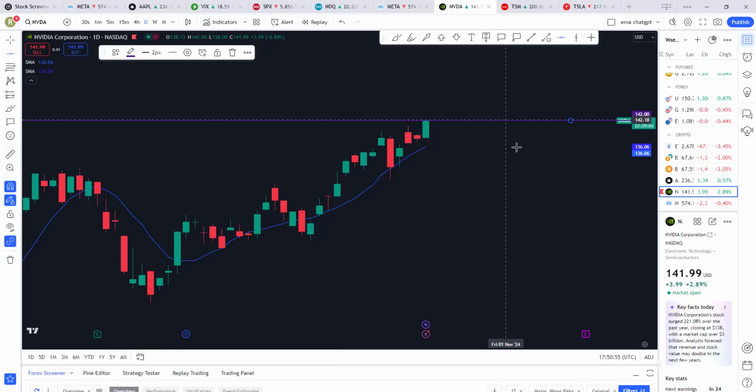The resistance here is at 142. That means I can say, whenever NVIDIA goes to 142, I will sell. You can always set up your chart this way, or set up your strategy that way. We can put a text here. You can add the text here, and just change the color.